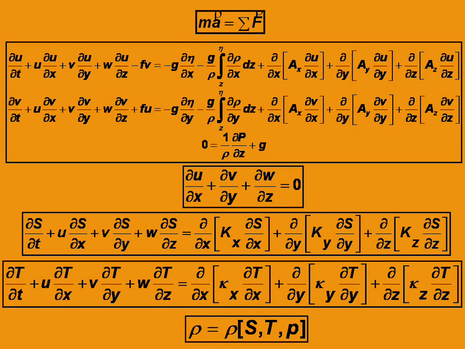So then we have this equation that we call what? Conservation of mass, or continuity. Then we have conservation of salt, conservation of heat, and the equation of state. So every time we attack a problem quantitatively, this is where we start.